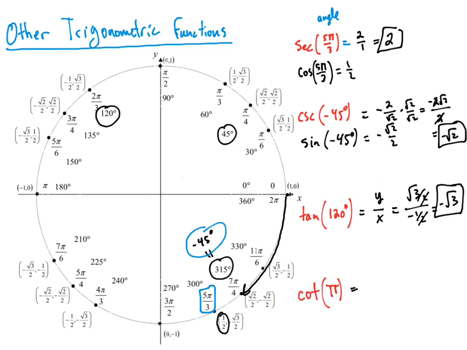All right, and then lastly, cotangent of pi. Pi is over here. Cotangent is the reciprocal of tangent. So tangent was y over x, so cotangent is x over y. The x coordinate is negative 1. The y coordinate is 0. When we have an expression where we are dividing by 0, we say that this is undefined. So there's a few places on the unit circle where we'll get a value that's undefined.